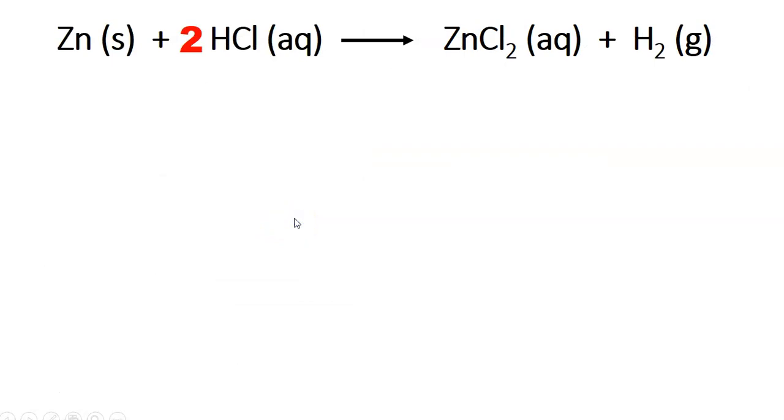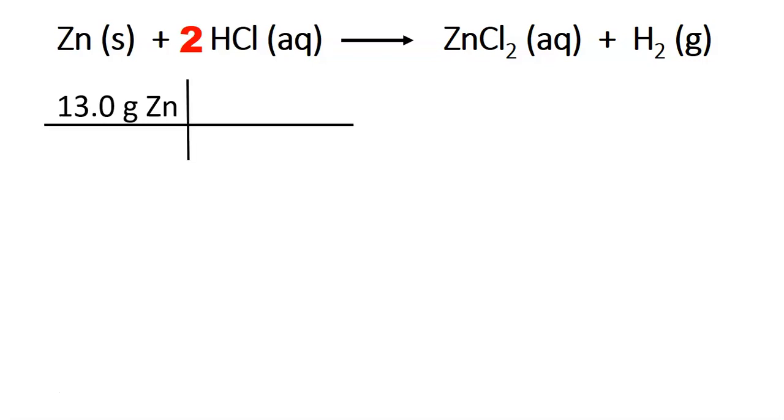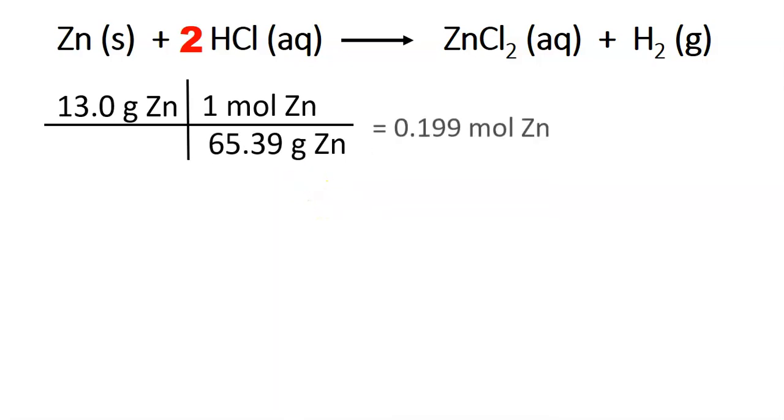Here's our balanced equation. We need to do some of our stoichiometric steps. First, we take the grams of zinc that we know we're beginning with. Grams don't do us very much good. I need to convert that to moles. So I set up my little chart. 1 mole of zinc is 65.39 grams from the periodic table. That tells me that I have 0.199 moles of zinc.